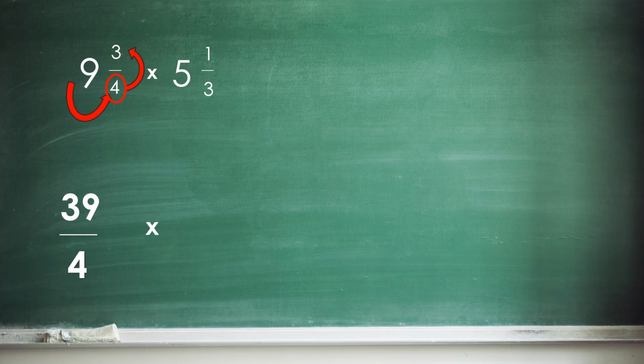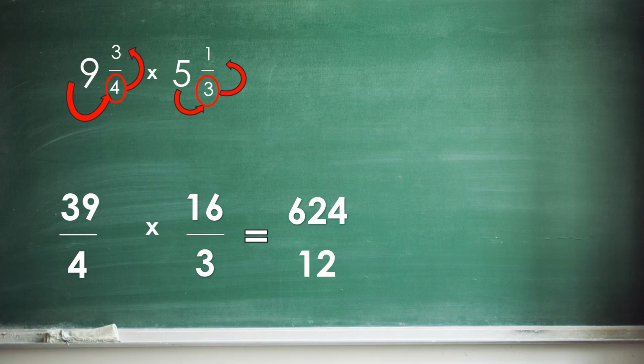Over here, we have 5 times 3 is 15. We'll add 1 to make it 16. Remember, the 3 on the bottom stays exactly the same. 39 times 16 will give us 624. On the bottom, 4 times 3 is 12. 12 is our greatest common factor, so when we divide by 12, we'll get 52 over 1, or just 52.